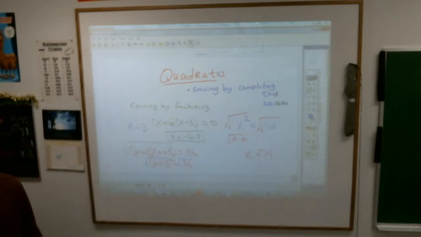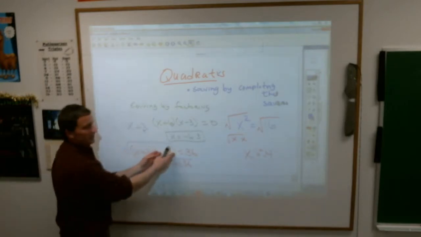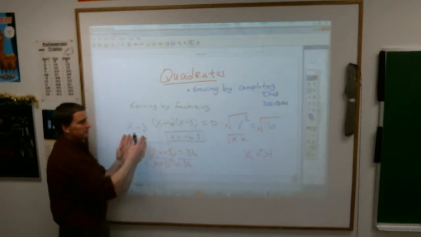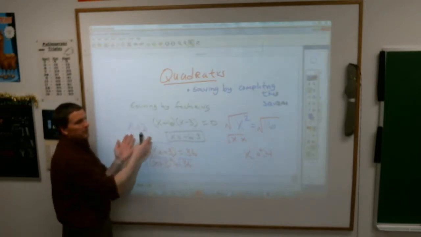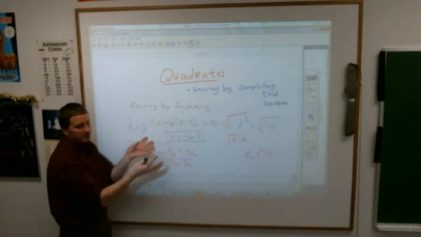Okay. These are the same identical things that are getting multiplied, so if you take the square root of them, you just get one of them. Just like 4 times 4, if I take the square root of that, I get 4.